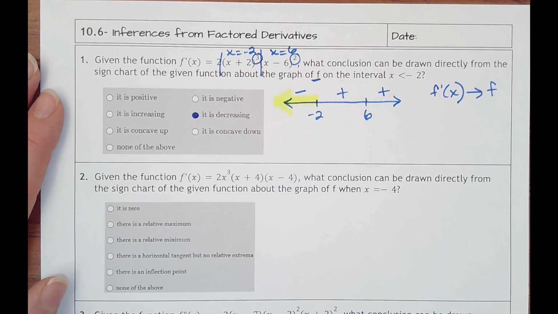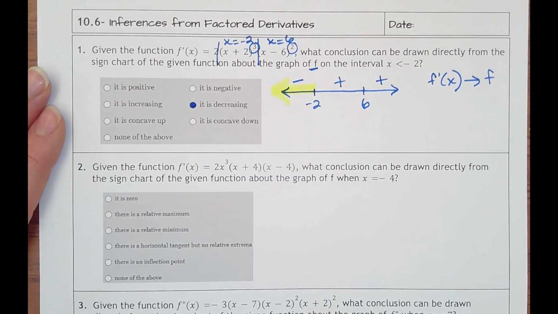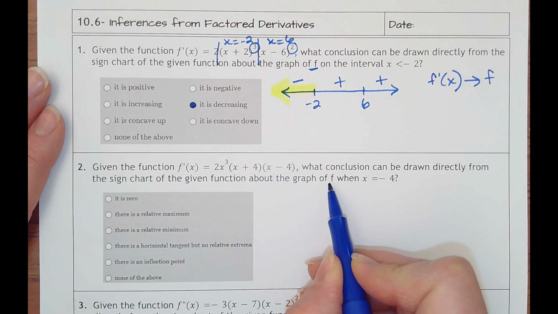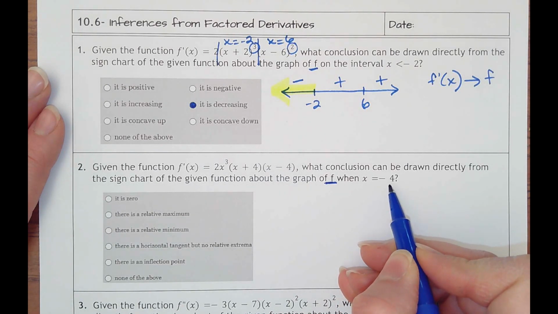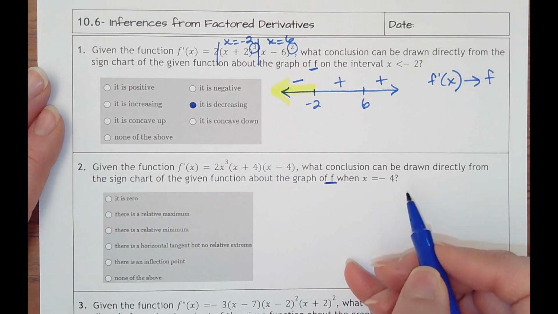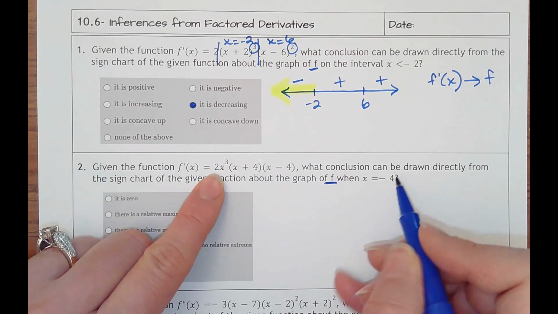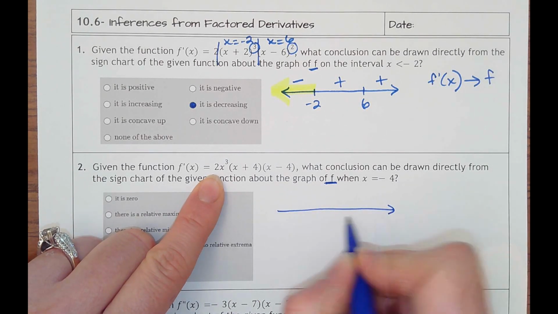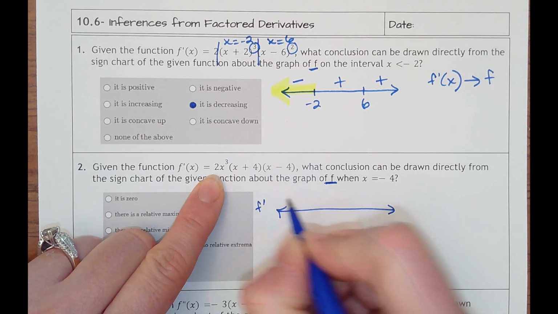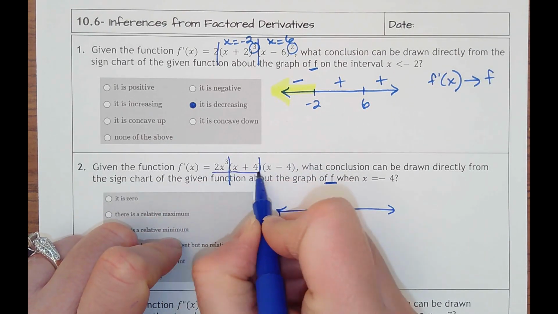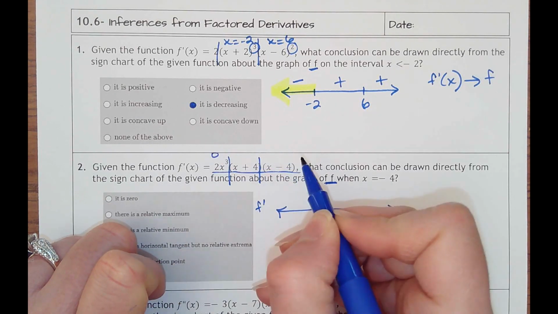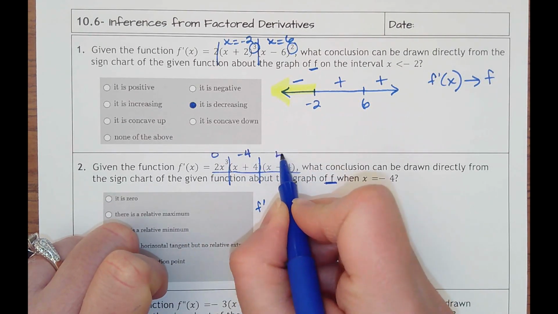All right, number 2, we're given another f prime function, and we're asked to draw a conclusion about the graph of f when x is a specific value. So sometimes they ask you about intervals, sometimes they ask you at specific values. Let's make another sign chart. It might even help to put that this is the f prime sign chart. We're going to get zeros at 0, -4, and +4.